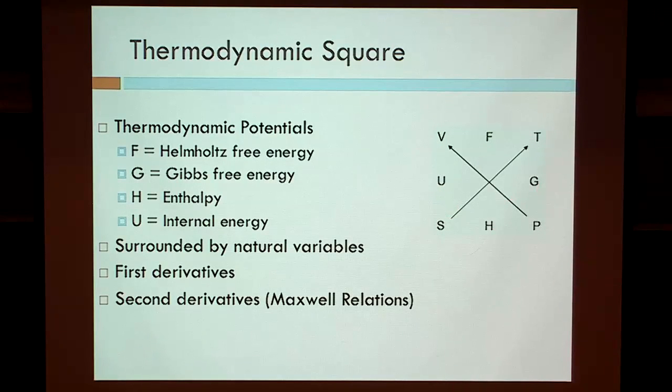With this square, you can do a couple of fun things. One is that you can figure out the first derivatives of the thermodynamic potential. So, for example, dG/dP is equal to the opposite corner, V. dG/dT is related to the opposite corner, entropy. If you go to the opposite corner along the arrow, you get a positive sign. So dG/dP is plus V. If you go against the arrow, you get a negative sign. dG/dT is actually minus S. And dF/dV is minus P, dF/dT is minus S, etc.